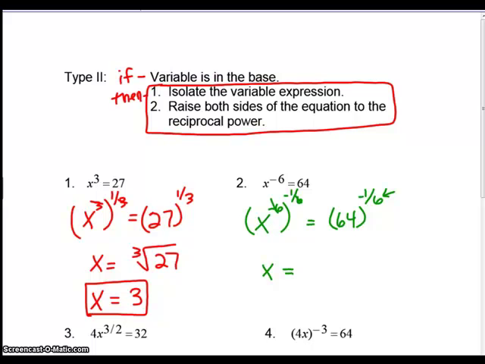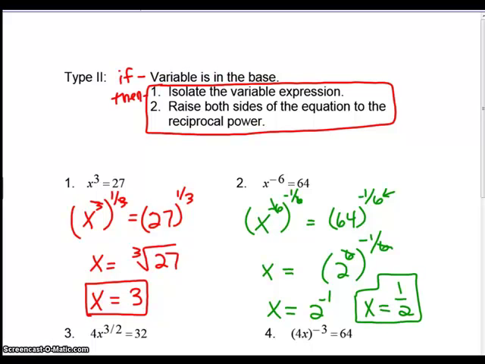Okay, so if I take 2 to the 6th power, I'm going to get 64. So rather than doing this, I'm going to take 64 and rewrite it as 2 to the 6th power, and then keep that exponent there. That way 6 divided by 6 is 1. x equals 2 to the -1 power, which is 1/2, the reciprocal.